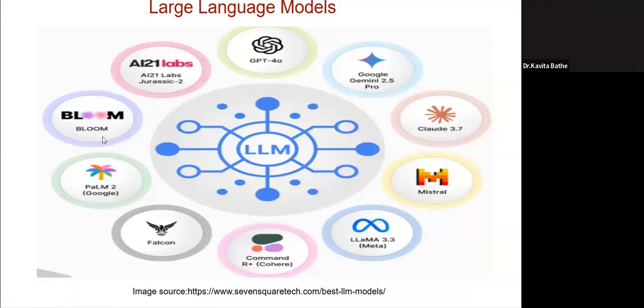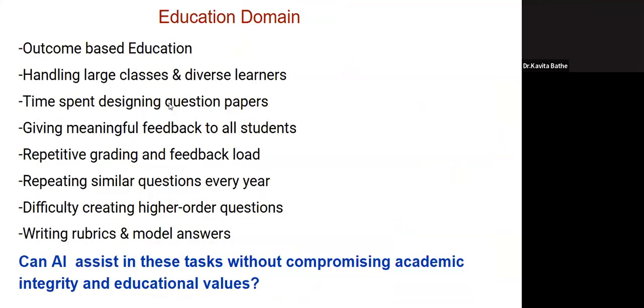Then we have Bloom, and then AI21 Labs. So these are also some of the large language models that we are using. So that gives the background and the things that we have.